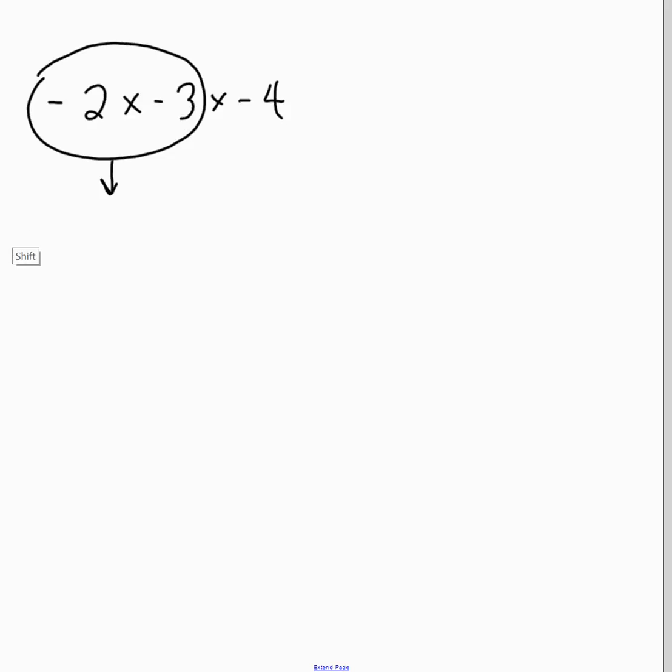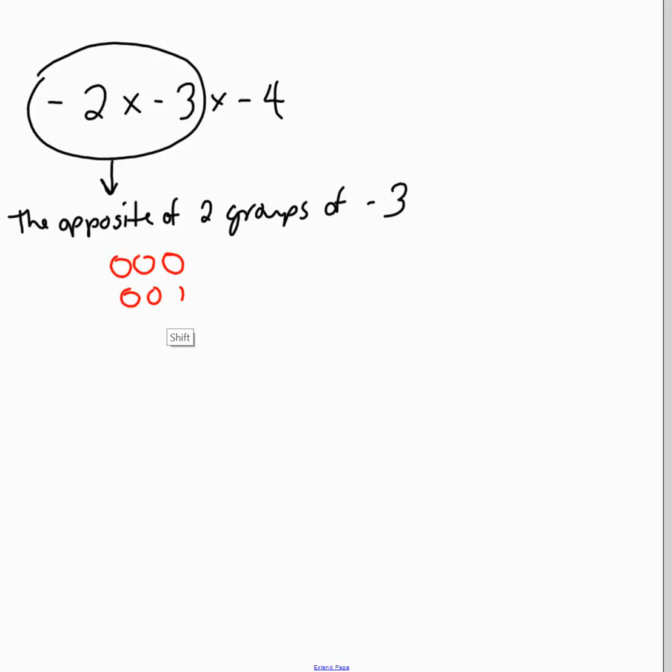This means the opposite of two groups of negative 3. So let's think about what's two groups of negative 3. I get negative 6. The opposite of that, so what's the opposite of negative 6? Is 6. Now, that piece became 6.